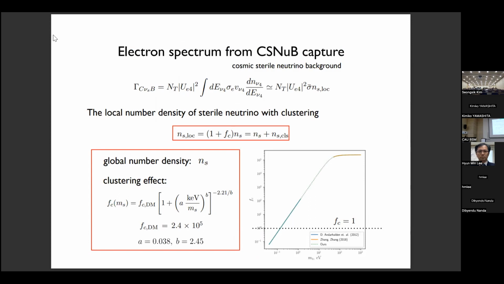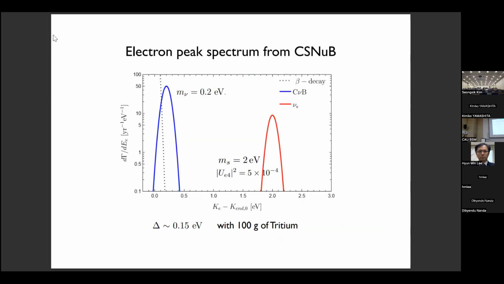Here are two papers. Here, n is the local number density of sterile neutrinos, and n-s is the cosmological average. Then this f-c is the enhancement. So the enhancement f-c looks like this, depending on mass. Here is 1 electron volt, 10 electron volt, some 100 electron volt. For 100 electron volt, it's around 10 to the 5 enhanced. But for masses less than 0.1, there is no enhancement, like that. So if we consider this, then yes, we can measure the sterile neutrino.